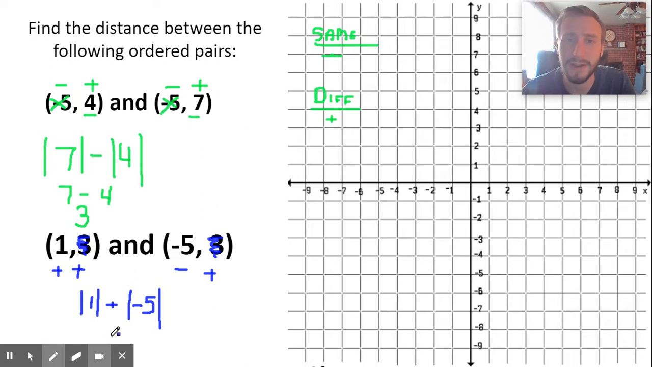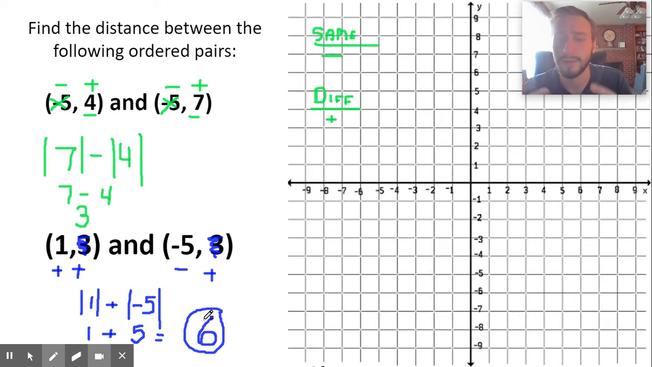So what's the absolute value of 1? 1. What's the absolute value of -5? 5. So what's 1 plus 5? 6. So the distance between those ordered pairs is just 6. Okay, so hopefully that helps and makes a little bit more sense for how to do the first few problems on the 2-5 practice problems.